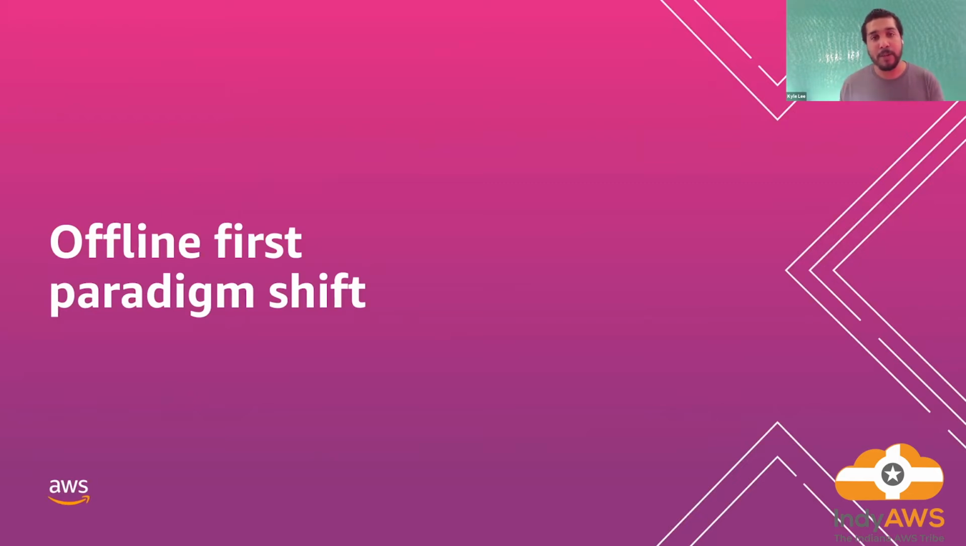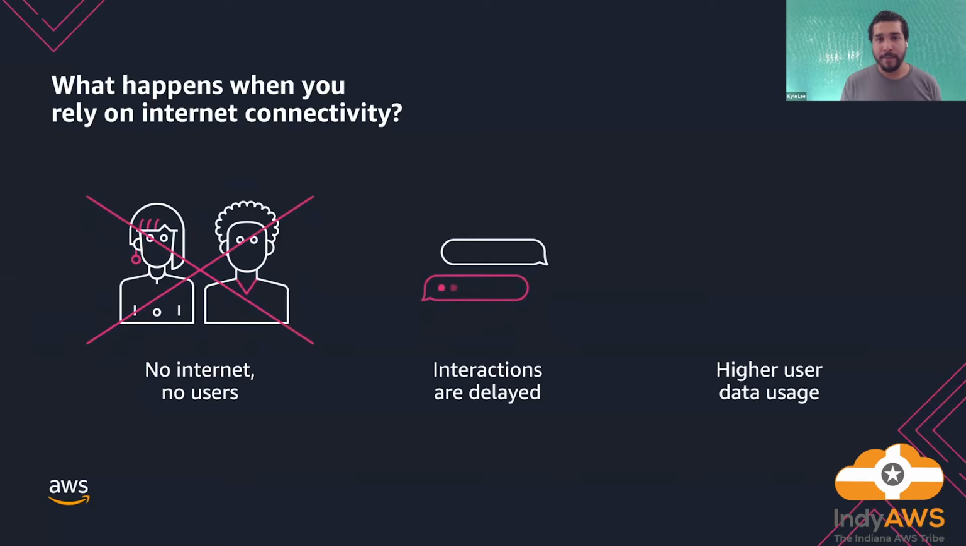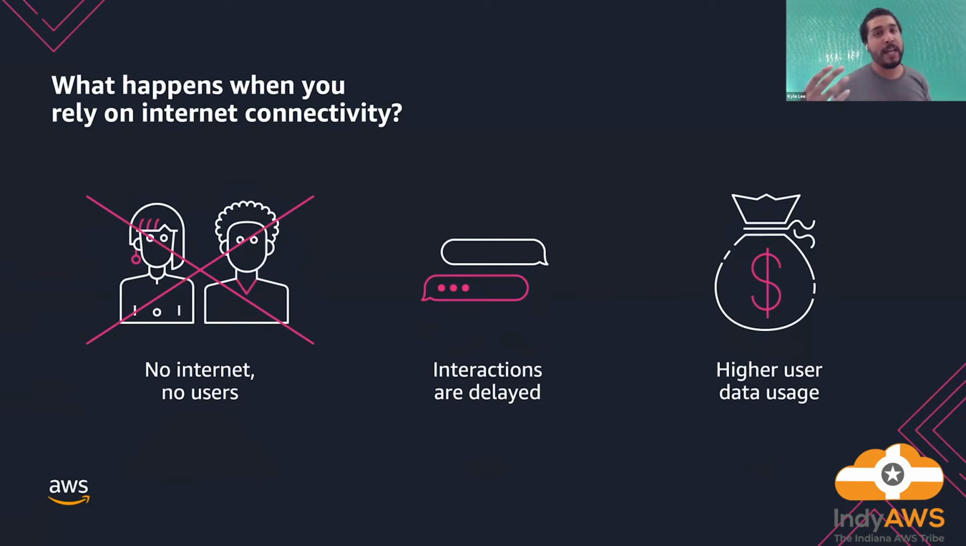It's essentially reading directly from the device and showing that data, as opposed to waiting for an internet connection to show it. If there's no internet, then you can lose users. If you have interaction delays, then you can lose users. And if you're constantly hitting the backend, you could increase the bill for those users. With this offline first paradigm, it removes these problems.